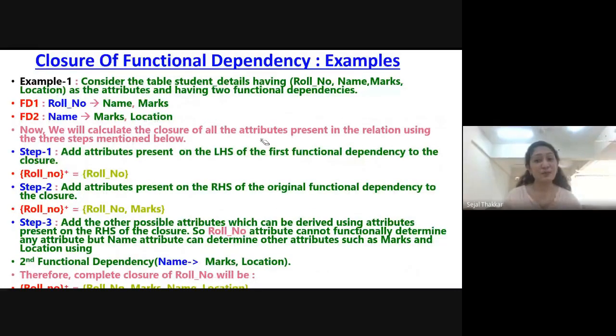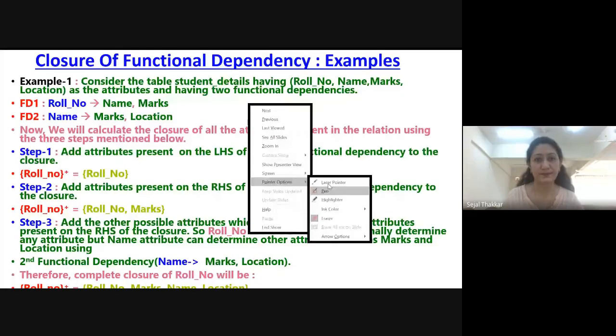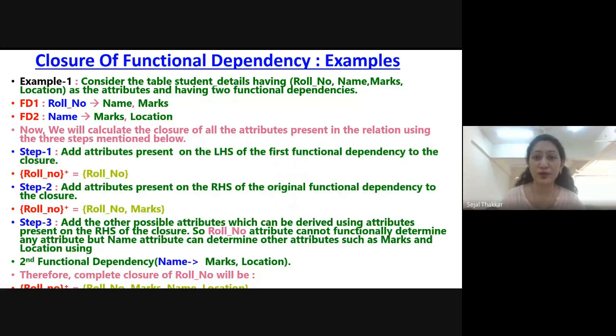For example, suppose I'm having a student table which is having attributes roll number, name, marks and location, right? So I'm having functional dependencies: roll number to name and marks. What I can say here is that name and marks are functionally dependent on roll number. From roll number, I can get the name and marks of that particular student. And marks and location are functionally dependent on name. From name, you can get marks and location.